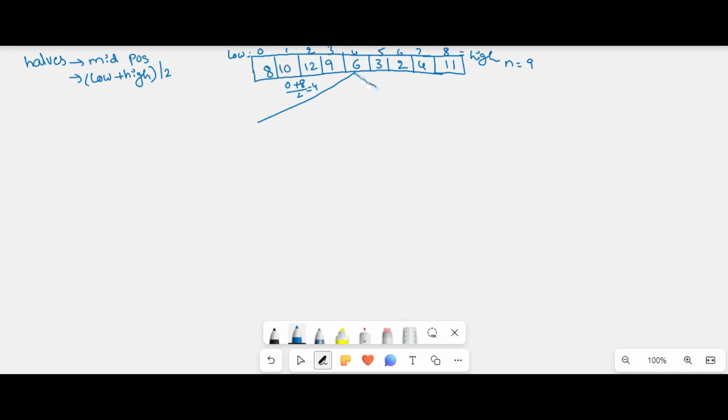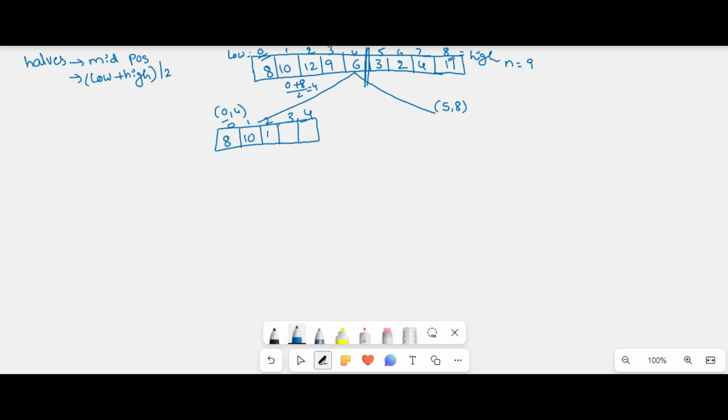So this array is divided into 2 halves. From the 0th position to the mid position is the left sub array, and from the mid plus 1th position to the high position is the right sub array. So the left sub array is from the 0th position to the 4th position. How did we get this 4? Lowest index 0, highest index 8, (0 plus 8) by 2.